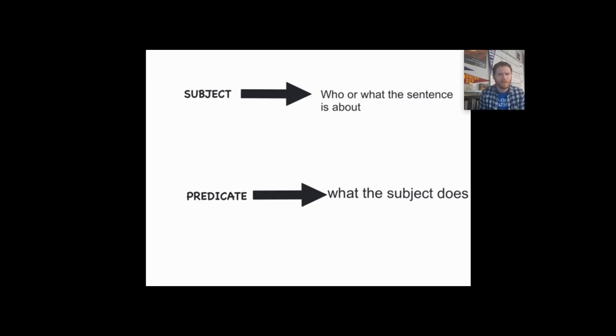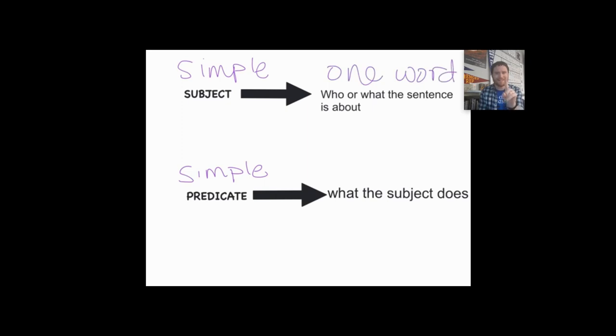So now we need to start thinking about this word simple. If I put simple in front of subject, this becomes a different idea. Okay, it changes the meaning. A simple subject is one word. Okay, one word, one noun. That's a simple subject. Simple predicate is one verb idea.